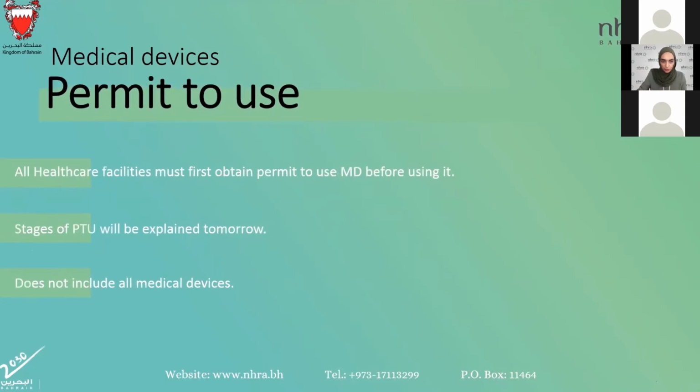With regards to permit to use, all healthcare facilities must first obtain permit to use, and this is what we're planning to do on a gradual process. Hopefully, by the time of the deadline that I'm going to explain in the coming slide, all active medical devices will have the permit to use QR code. Stages of permit to use will be explained tomorrow, and it does not include the disposable medical devices or single-use medical devices.